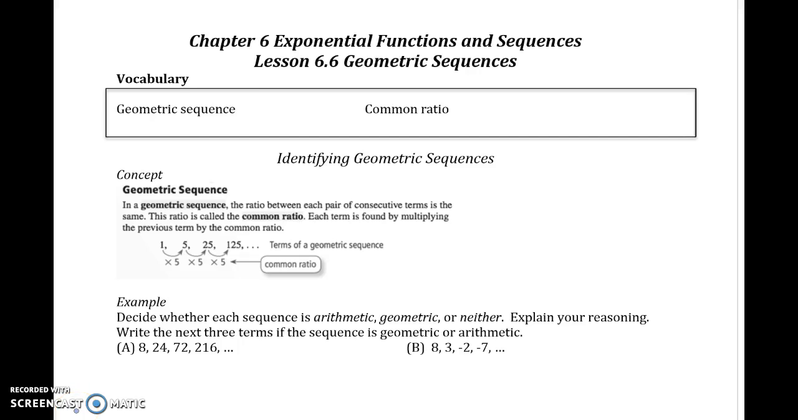So for our last section in this unit, we're going to be looking at what are called geometric sequences. Now, do you remember when we talked about before, which are arithmetic sequences? Let me just remind you. So we have what are called arithmetic sequences when you add the same number to each term.